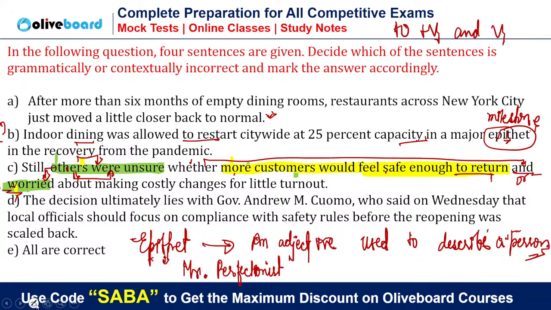Now let me see the D1. ये सारे क्वेश्चंस ना बैठ के आराम से देखा करिए. Do the revision. Okay, then only you will get the structure. The decision ultimately lies with government. Who said on Wednesday? The government is a person who said on Wednesday that local officials should focus on compliance with safety rules. Compliance is a noun, on is a preposition, comply with, compliance with is absolutely correct. The reopening was scaled back. So there is only one error, that is B. And it is a context-based error, not even a grammar-based error. If you know the meaning of epithet, you can do it easily.